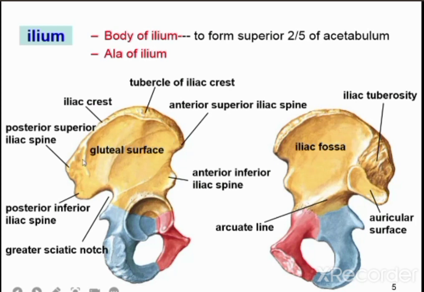This is the lateral surface, the external surface. This is the internal surface. This fossa we call the iliac fossa. Here is the iliac tuberosity, and this smooth surface is the auricular surface, which will articulate with the sacrum here. This line is the arcuate line.